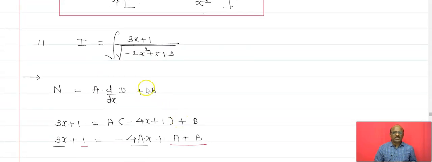Now the problem number 11. I = ∫ (3x + 1) / √(−2x² + x + 3) dx. Now see this here, the numerator. What is the numerator? Numerator N = A times the derivative of the denominator + B.